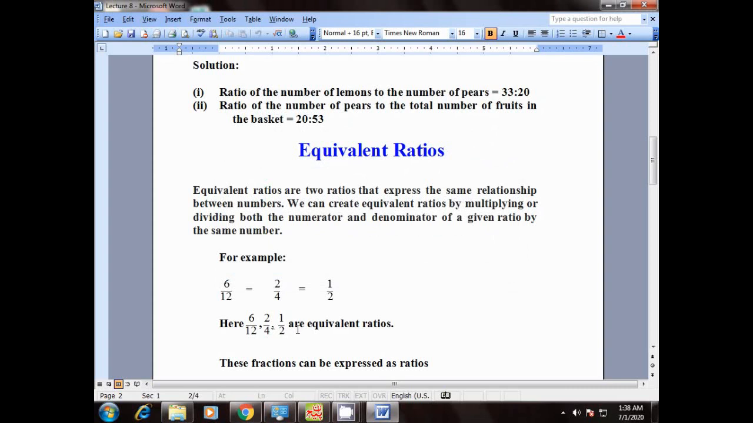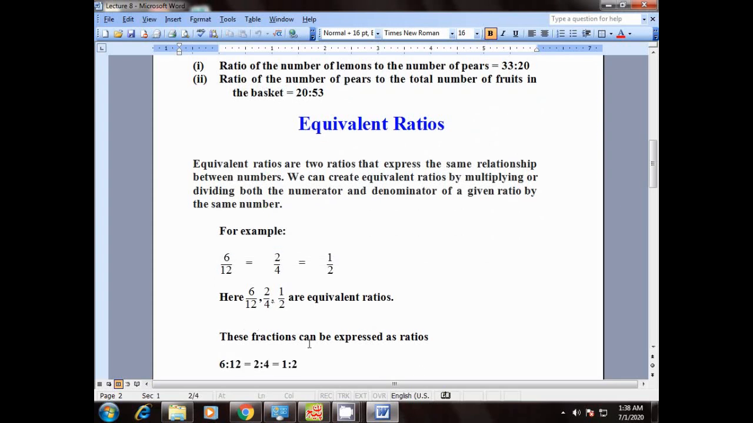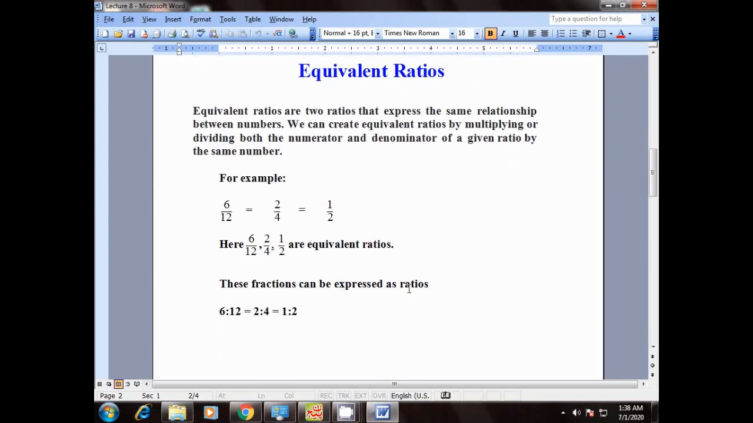Now these fractions can be expressed in the form of ratios. We have discussed before that we can write a ratio in the form of a fraction, or we can express a fraction in the form of a ratio. As we have discussed, 6 is the first quantity, this fraction bar represents the symbol of ratio, and the denominator 12 is the second quantity. Same as, let's write this fraction 2 upon 4 in the form of ratio. Then we have 2 ratio 4. And if we express this third fraction 1 upon 2 in the form of ratio, then this can be written as 1 ratio 2.